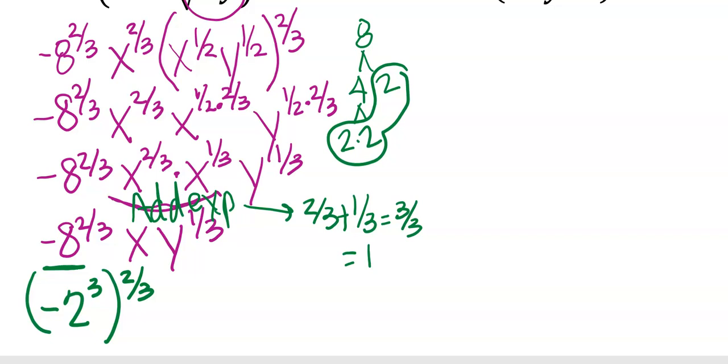And when I have an exponent to an exponent, I multiply them, and I get 2. And that gives me a 4 on the outside.